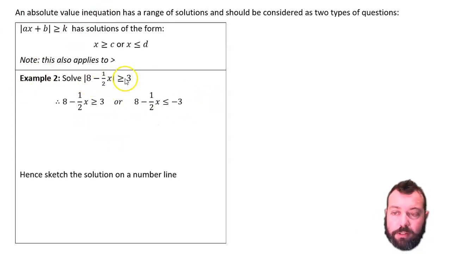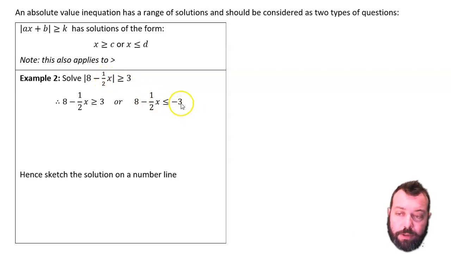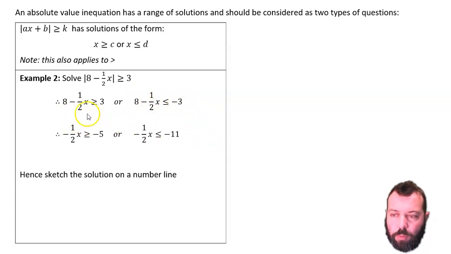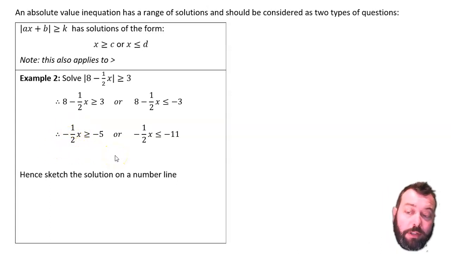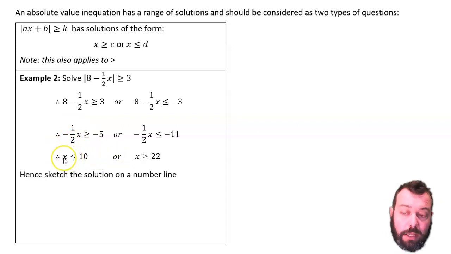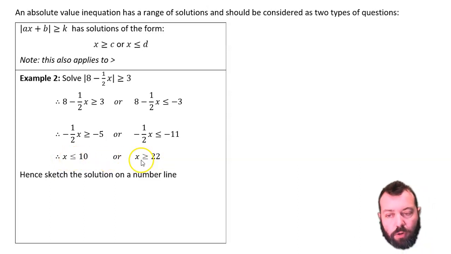So 8 minus a half x is greater than or equal to 3, or 8 minus a half x is less than or equal to negative 3. Now I have to change the sign here when I consider that negative case. Now, solving that, we're going to subtract 8 from every side. We're going to multiply everything by negative 2, and multiplying by a negative, to get rid of that fraction, is going to change the direction of the signs. So that gives me these two solutions here. x is less than or equal to 10, or x is greater than or equal to 22.